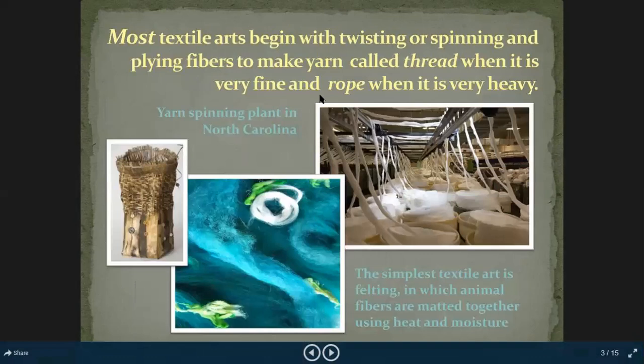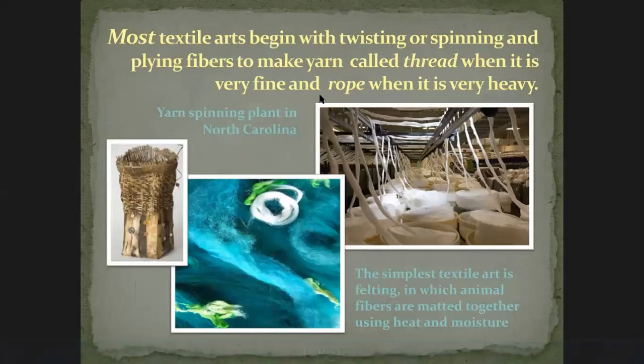Most textile arts begin with twisting or spinning and flying fibers to make yarn or thread, when it is very fine, and rope, when it is very heavy. So you still remember what the thread is? It's basically the basic of when you make textile art. So the thread, making it bigger, becomes the rope.